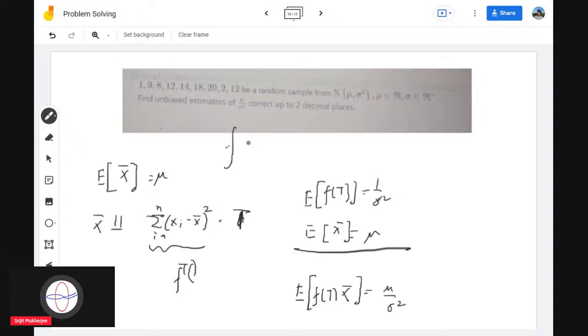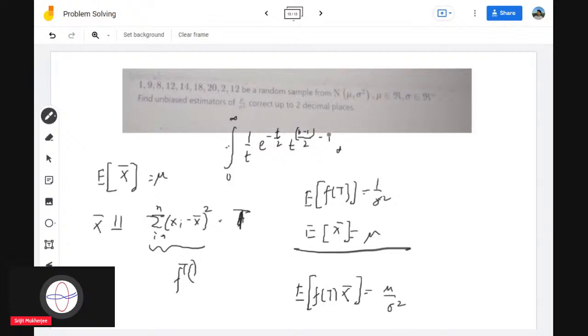I think we will do it from chi-square. What is the PDF of chi-square? I forgot. Can you please tell me? It's 1 by t times the PDF is e to the power minus t by 2, t to the power n minus 1 by 2 minus 1.